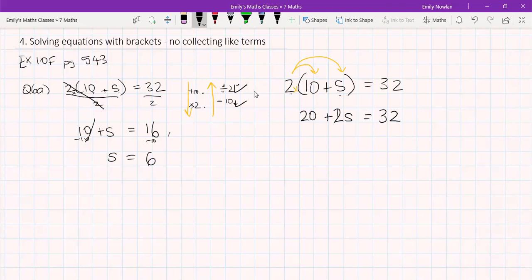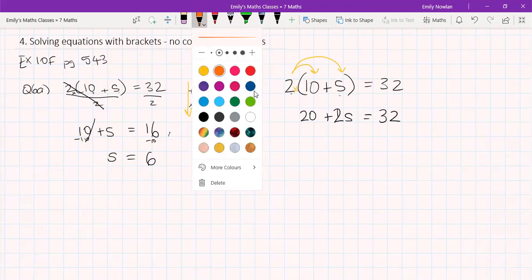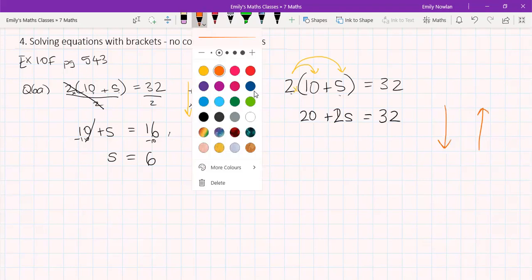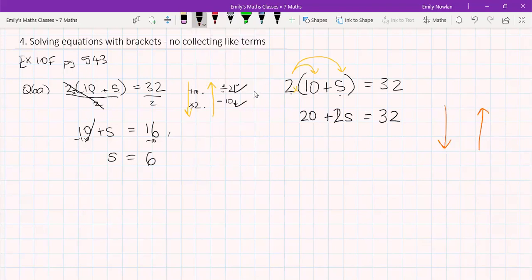Okay, once we expand the brackets, we've got something like we had before. I'll do it in orange this time. Things are a little bit different, but the process remains the same. So we can look at this one now and ask, what happened to the S? Now remember there's a times in there. After we expand the brackets, it got times by 2 first, and then it had this 20 added to it at the end. So to undo, the last thing to go on was the plus 20, so we need to minus 20. And the next thing is the times 2, so we need to divide by 2.